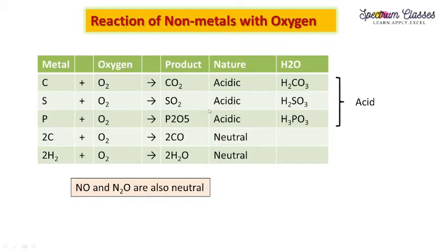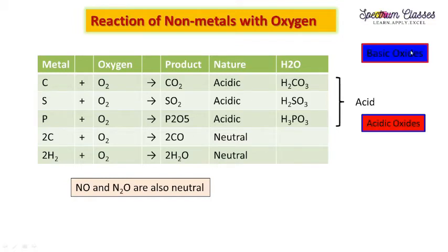So one conclusion is that non-metals form acidic oxides, whereas metals form basic oxides. Acidic oxides in response to blue litmus turn the blue litmus into red. In the previous video, we discussed the basic oxides: B for basic and B for blue. So basic oxides turn the litmus into blue color.